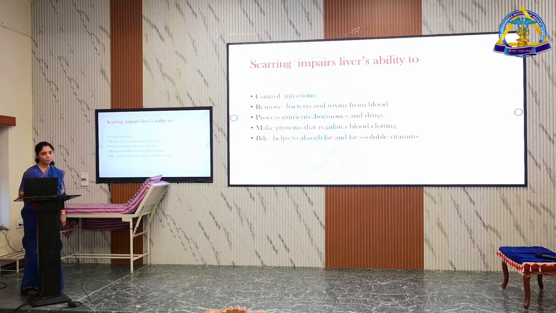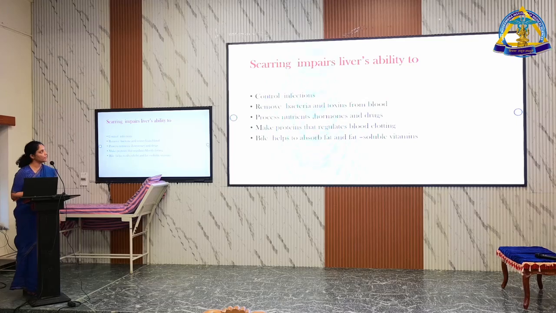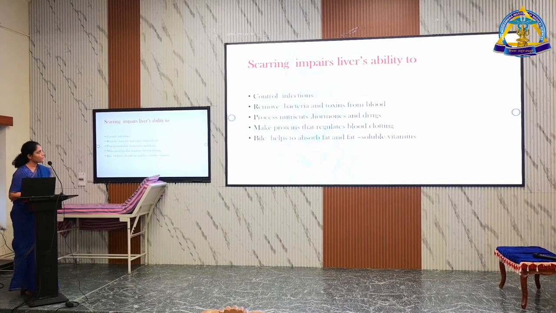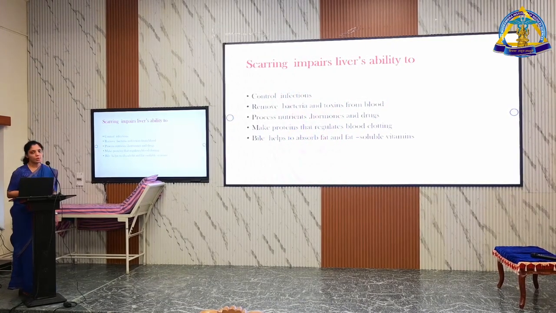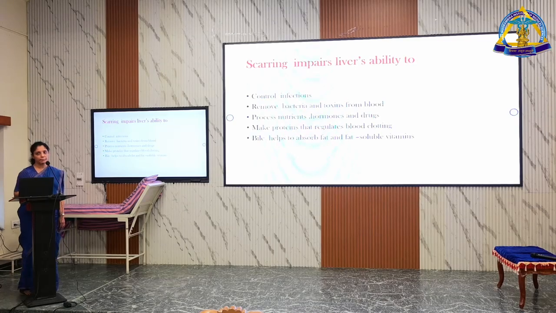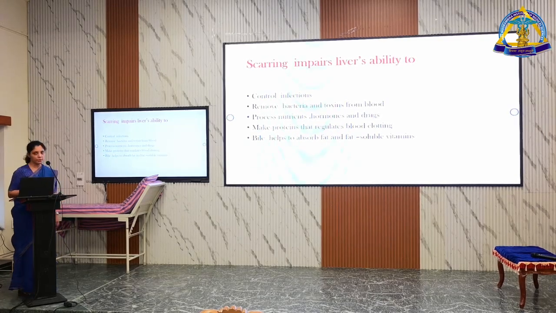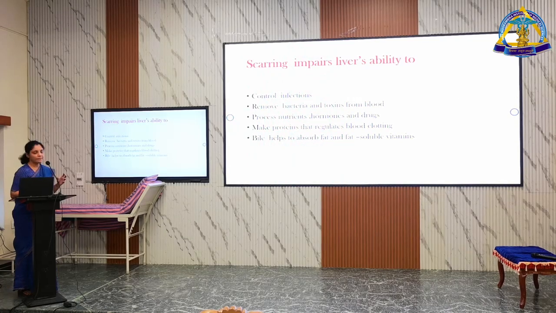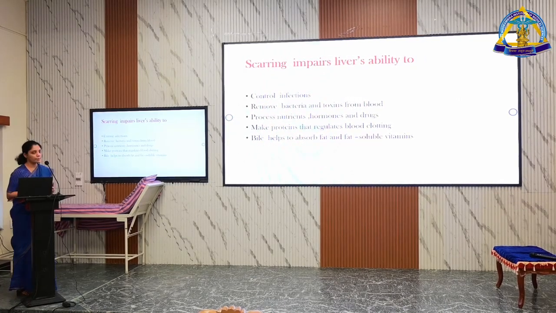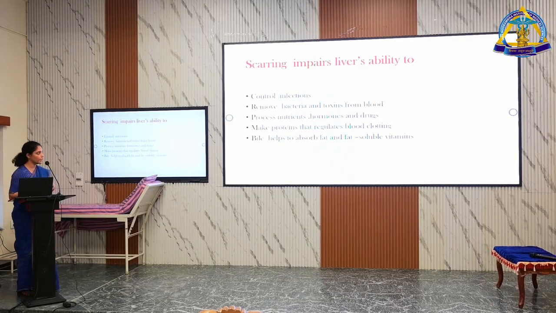So finally, coming back to what happens in the liver when there is scarring. Scarring impairs the liver's ability to control infections. You know that Kupffer cells in the liver play a very major role in the innate immunity mechanism. So in the control of infections, the liver can't properly remove bacteria and toxins from the blood, and the processing of the nutrients, hormones and the drugs which we take in is all impaired.